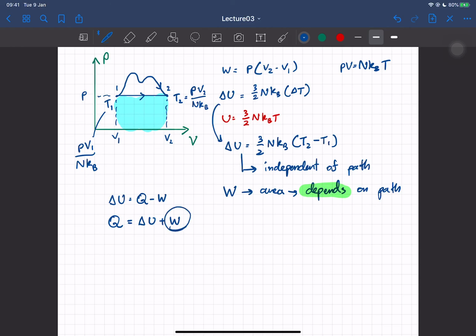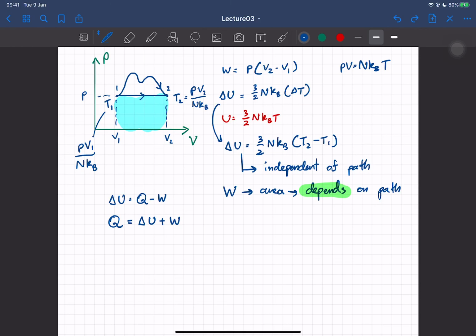So W is calculated from the area. Delta U is calculated from the change in the temperature. So from these two known variables, then you can calculate Q. Okay, so usually Q is the last thing that you calculate because it's easier to calculate W. It's also easier to calculate delta U. So that's kind of like the general flow of this kind of problem.